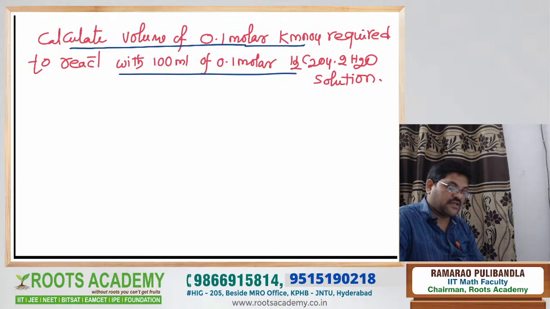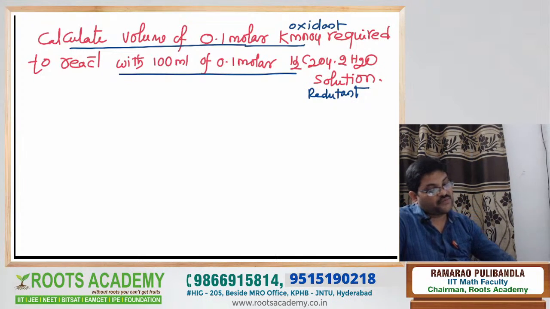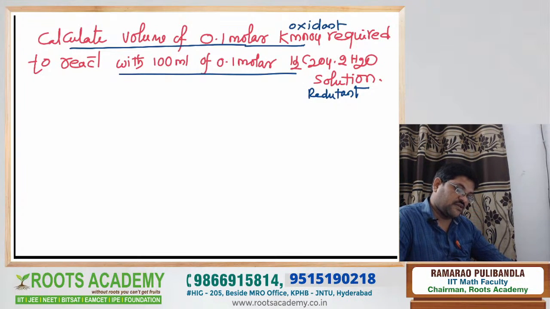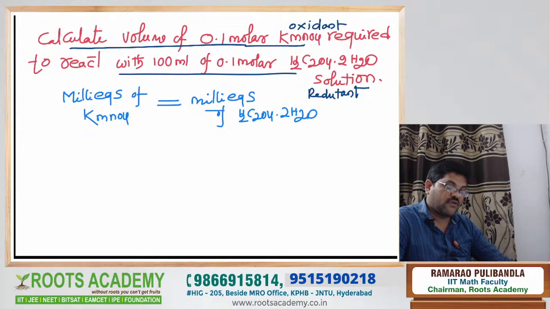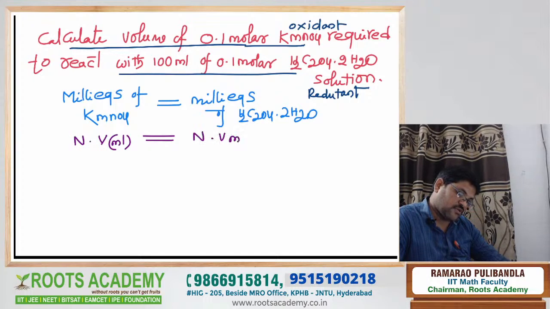With respect to this, KMnO4 acts as what? Oxidizing agent. Oxalic acid acts as what? Reducing agent. Based on that statement, milli equivalents of the KMnO4 is equal to milli equivalents of what? Milli equivalents of the oxalic acid dihydrate. Understood what I am saying? Now what is the formula for milli equivalents? Normality into volume of the solution in ml is equal to normality of the oxalic acid into volume of the solution in ml.